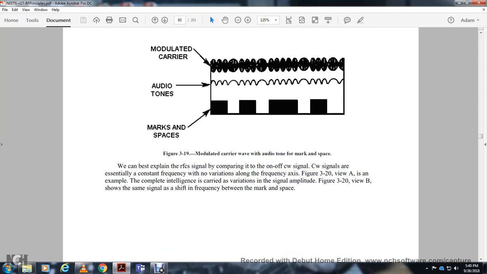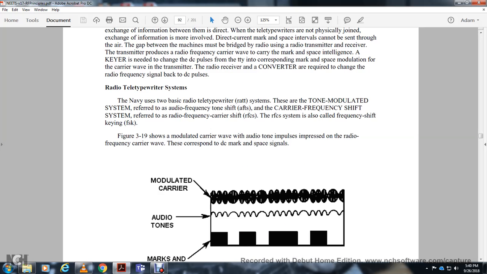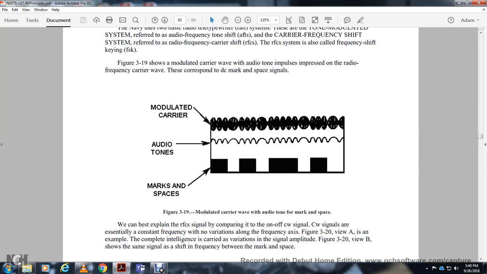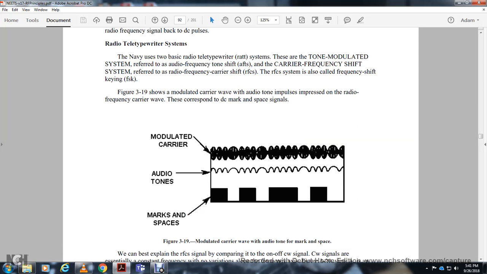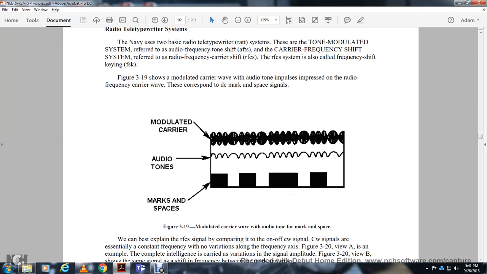To best explain the carrier frequency shift signal, compare the on-off continuous wave signal with the new wave signal, essentially a continuous frequency with no variation of the frequency. Figure 320 view A is an example of the complete intelligent carrier with variation in signal amplitude. Figure 320 view B shows that the same signal will shift the frequency between the marks and spaces. Figure 328 shows the continuous wave through the carrier frequency shift system.